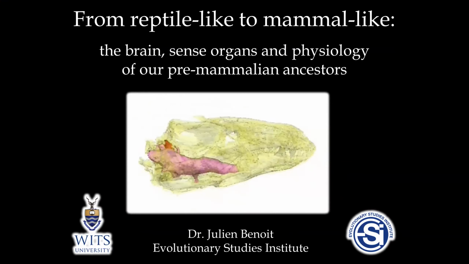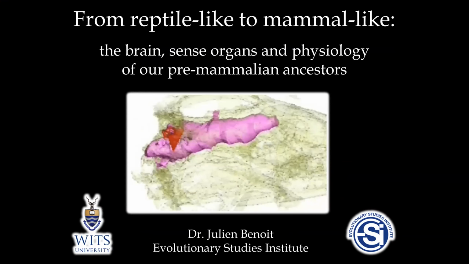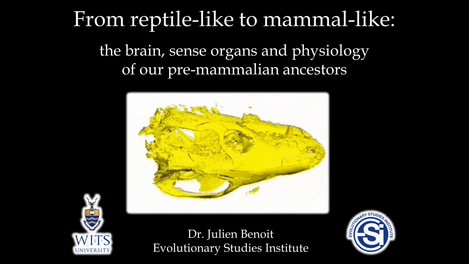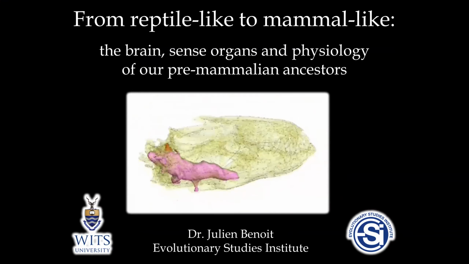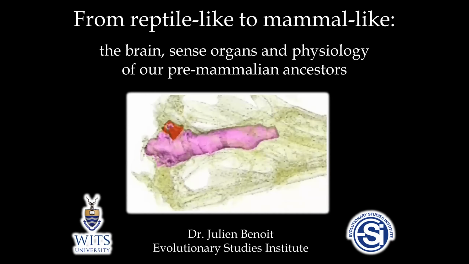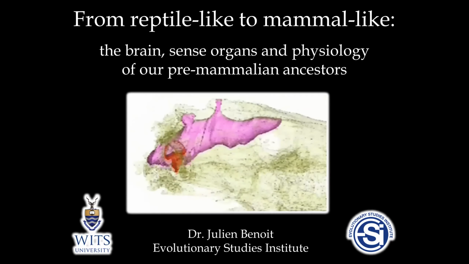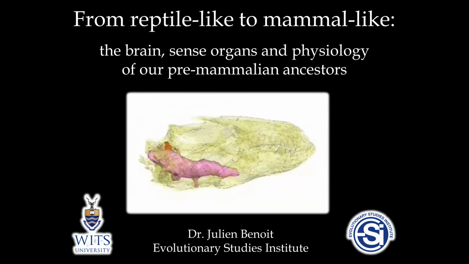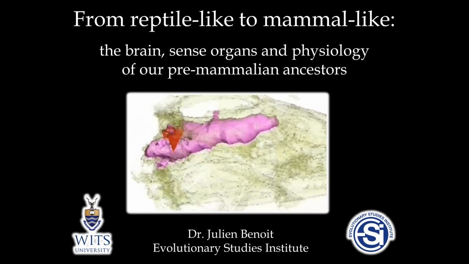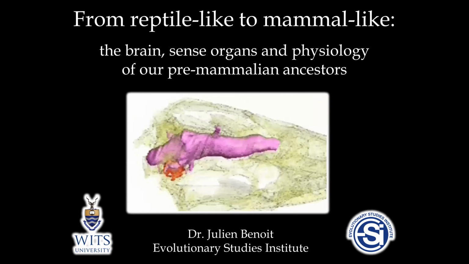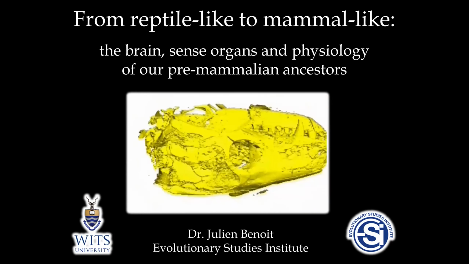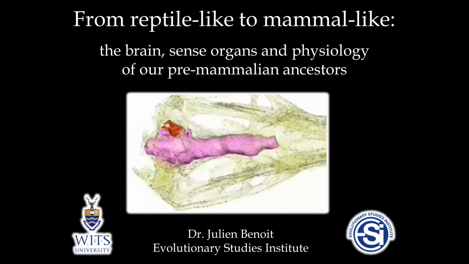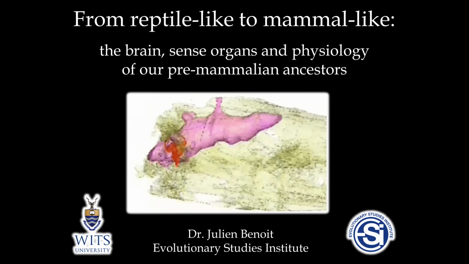Okay, thank you. So good morning, everyone. My name is Julien. I am a paleontologist at the Evolutionary Studies Institute of the University of the Witwatersrand. And today I'm going to give you a quick overview of how the mammalian brain got to be a special kind of brain. To do this, I'm going to focus on the brain, but also on the evolution of sense organs, because you will see that the evolution of the sense organs played a large part in turning the reptilian brain of our ancestors into the brain that we know today in mammals.